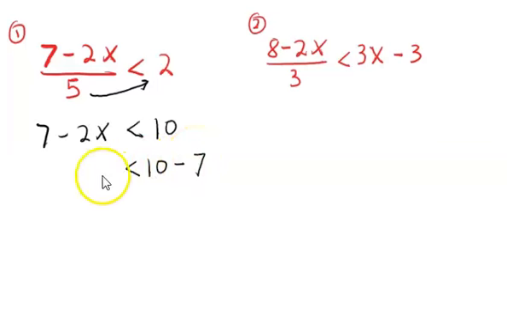So remember, positive and negative direction moving does not affect the direction of this sign. So we have the negative 2x remaining. Okay, now we solve this. So we'll be getting the 3.